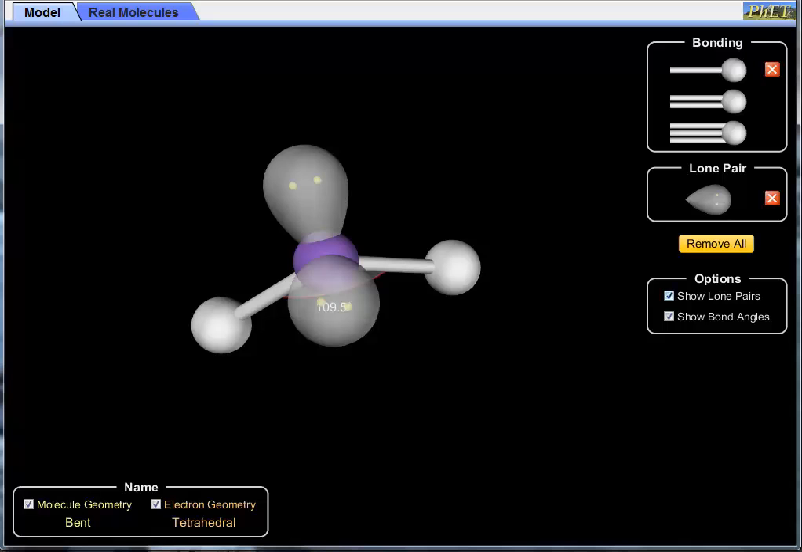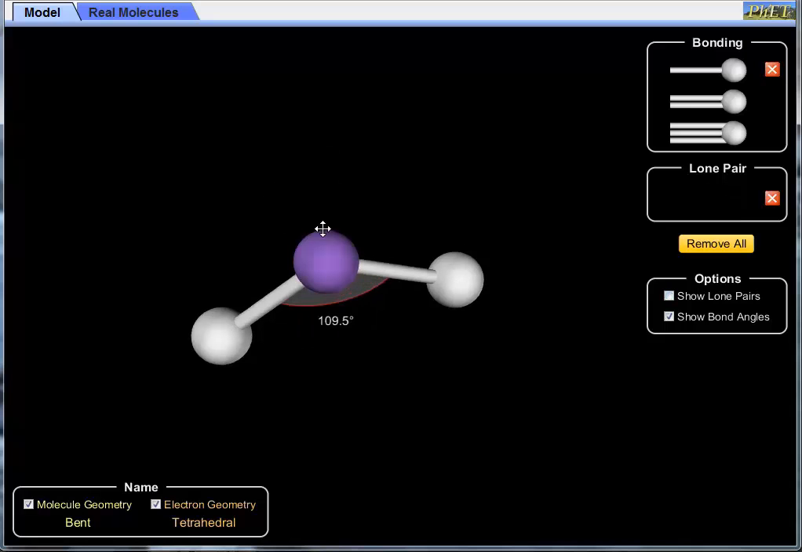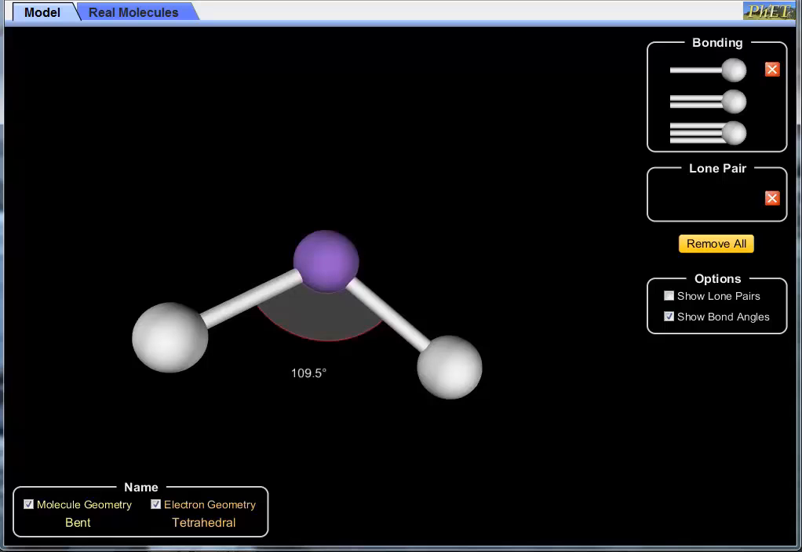Now we're going to hide the lone pairs and just look at the molecule itself. And here we have a molecule with two atoms bonded to the central atom and a bond angle of 109.5. So the electron geometry is tetrahedral, but when we remove the lone pairs, we can see that the shape of the molecule is bent.